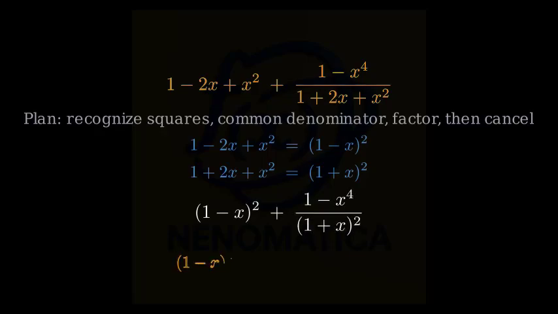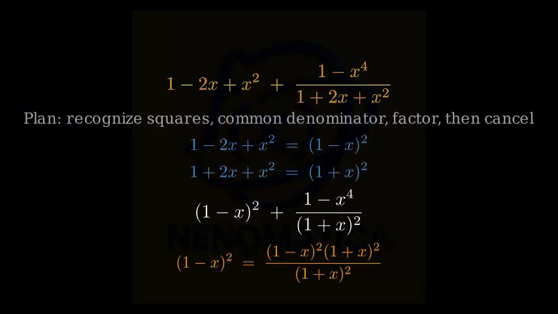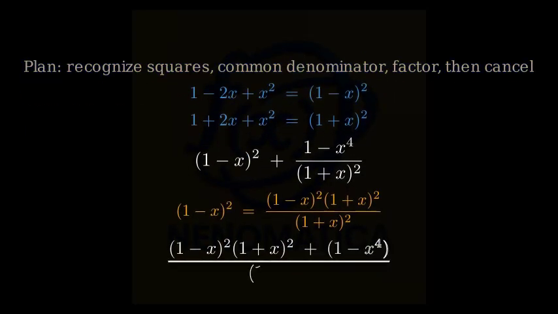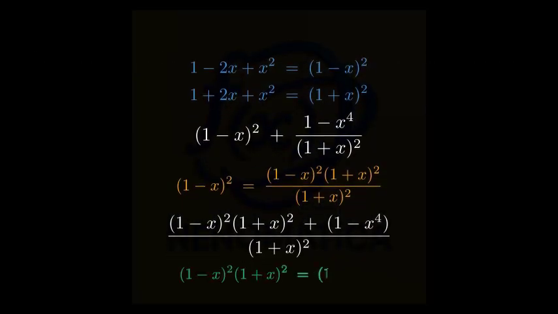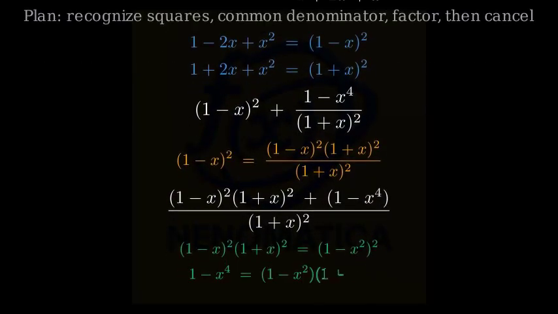Step 2. To add these, we write the first term over the common denominator left parenthesis 1 plus x right parenthesis squared. Then combine the numerators into a single fraction. Step 3. Use identities. Left parenthesis 1 minus x right parenthesis squared times left parenthesis 1 plus x right parenthesis squared equals left parenthesis 1 minus x squared right parenthesis squared.